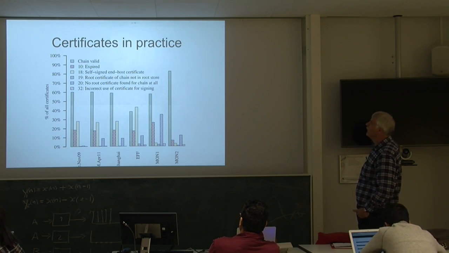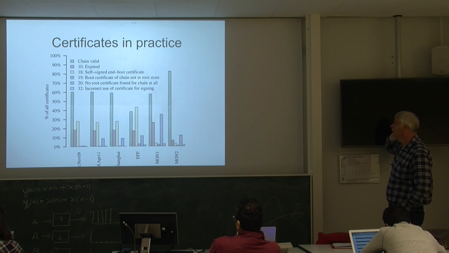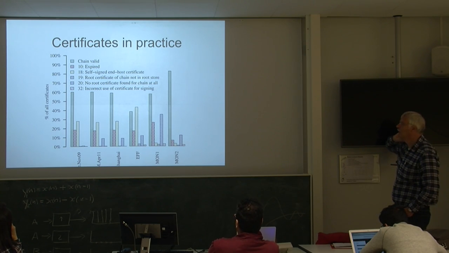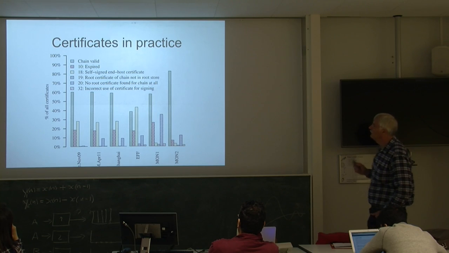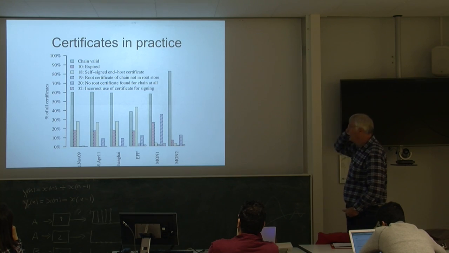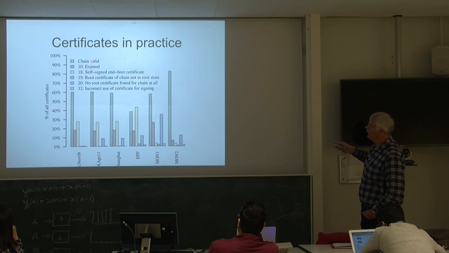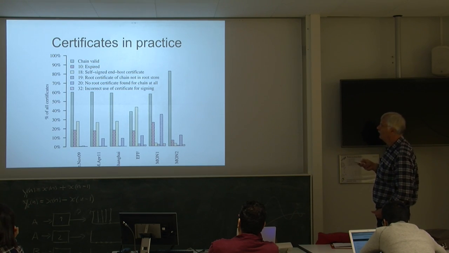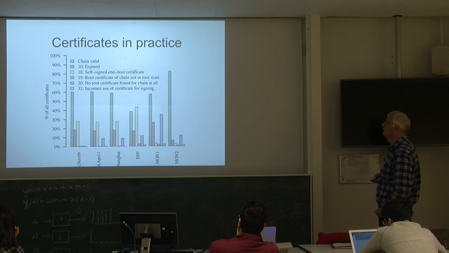Before I do that, this is another study, also from IMC, also from 2011, where they analyzed the validity of certificates that you see on the web, and also tools for that. What you see is that they measured at different places or used different data sets. Okay is between 60 and 90%. Or the chain is valid. You see expired certificates. It is still between, say, 10, 20, 30%. So many people have an expired certificate.